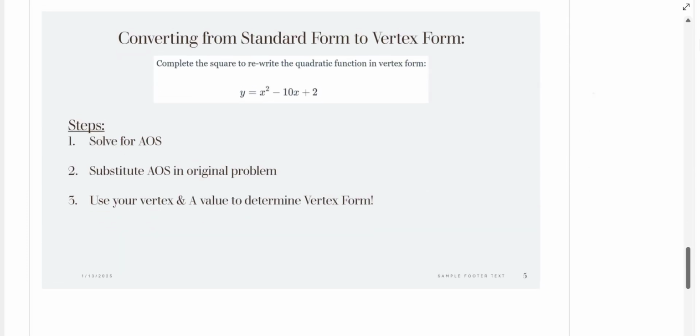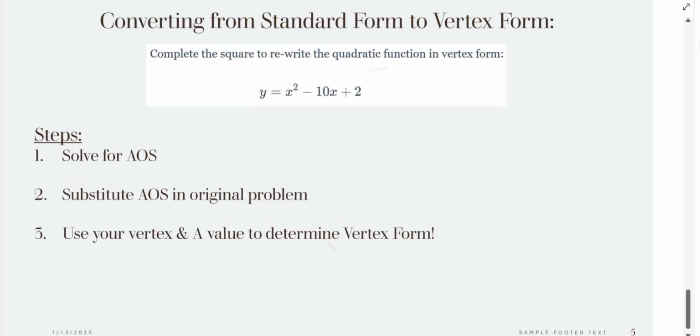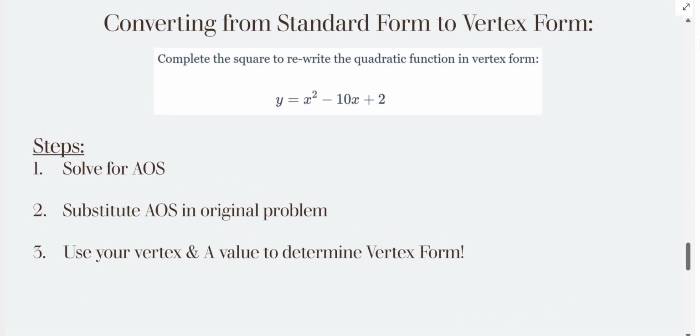And then the last part that you're going to learn is how to go backwards. Now we're going to go from standard form to vertex form. This one's a little bit more complicated because you do have to memorize a little formula, which is the AOS. So I'm going to zoom in. AOS stands for axis of symmetry. And the formula for that is -b/2a.